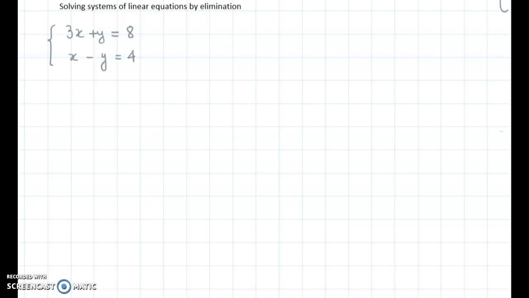Hello, in this video we are going to see how we can use the basics of the method of elimination to learn the method of row reduction in augmented matrices. We want to solve the following linear system of two equations and two unknowns. So we have 3x plus y is equal to 8 and x minus y is equal to 4.